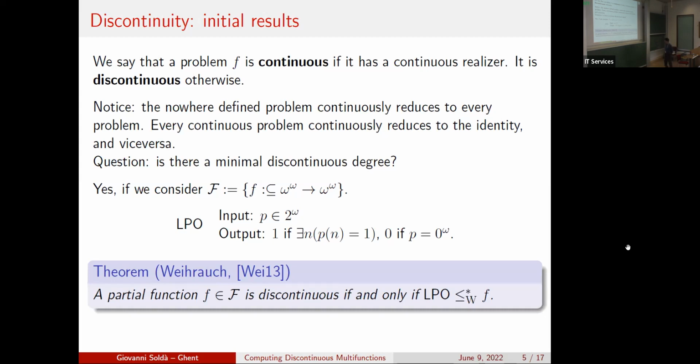So what is LPO? This is simply the problem that accepts as input every point in Cantor space, and it outputs 1 if this point happens to contain a 1. So if it is not the constant 0 function, and otherwise it gives you 0. It only gives you 0 if you started with the 0 point. I'm introducing this because I want to use it as an example in a later slide. In the case in which we restrict our attention to functions instead of multifunctions, we have a satisfactory answer.